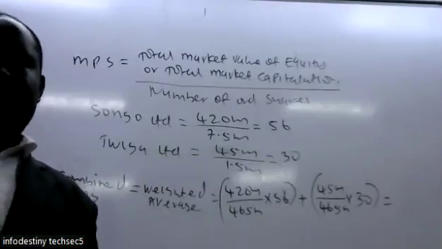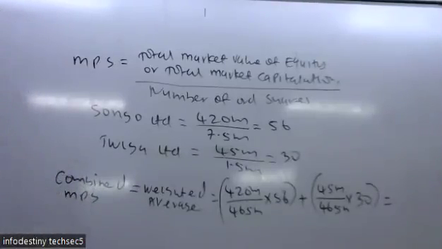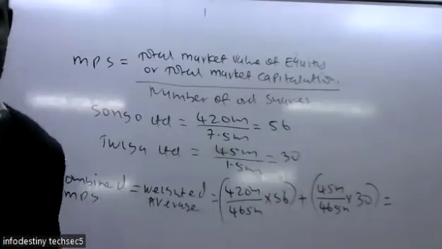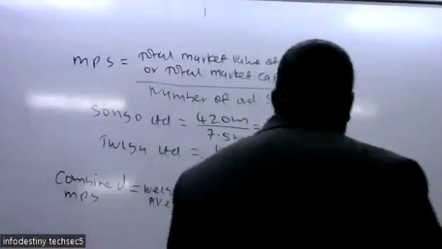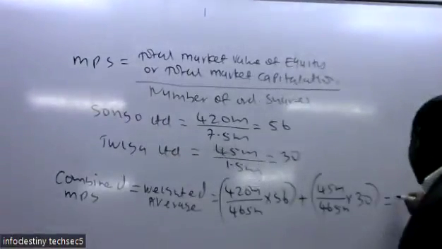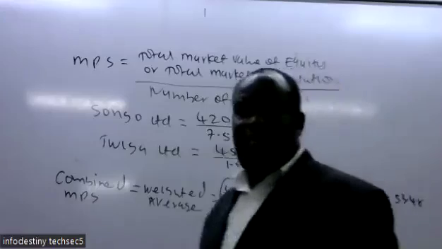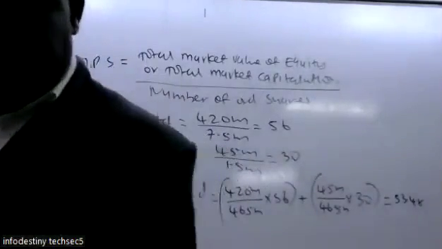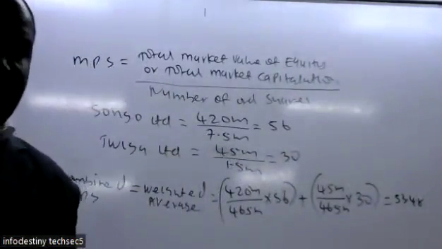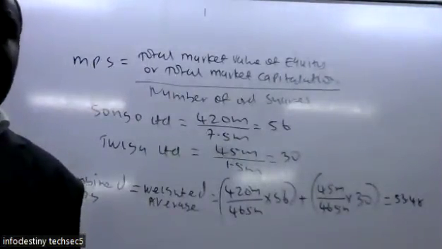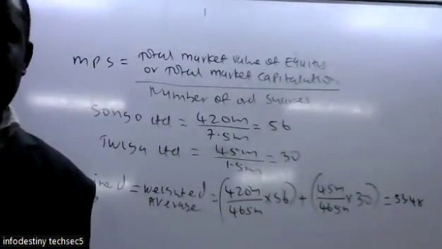So it should be able to give you which figure? 53.48. So that should be now the combined price, which is meant to be our Roman letter one. So we need to go to Roman letter two.